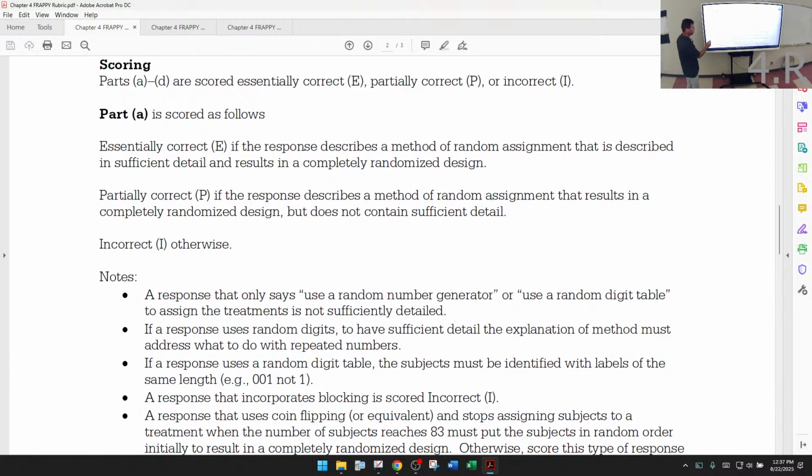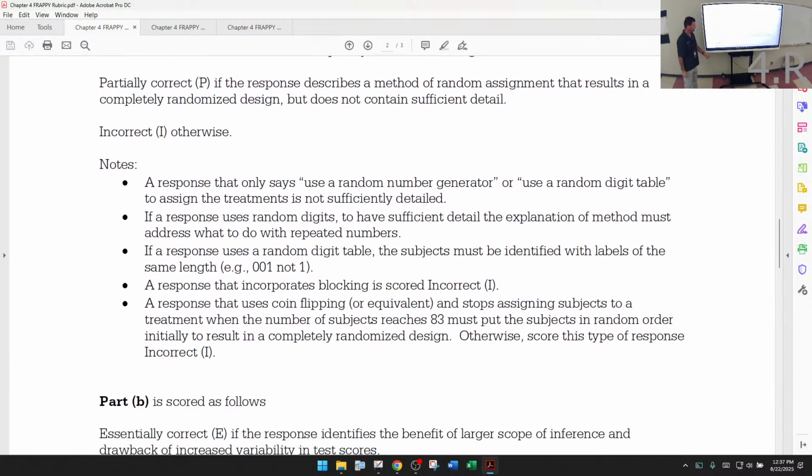They did throw some notes up there. In these notes, there are 5. A response that says use a random number generator or uses a random digit table is not sufficiently detailed. Hat method, that's not going to get you. Used a calculator, no, that's not going to get you. It's got to be sufficiently detailed. How did you use the calculator? When you got those numbers, how did those numbers associate to people? And then what did the people get?